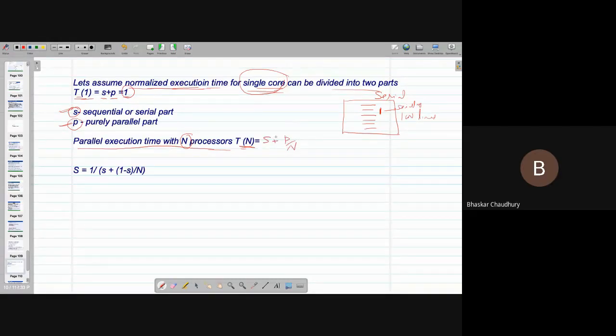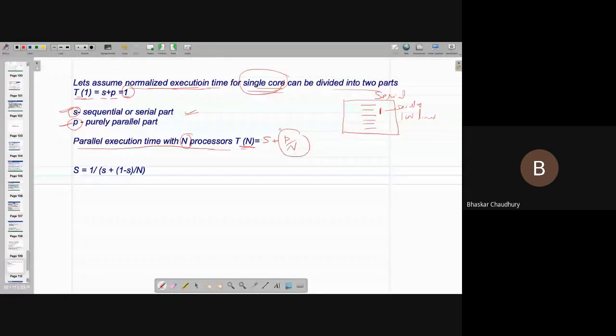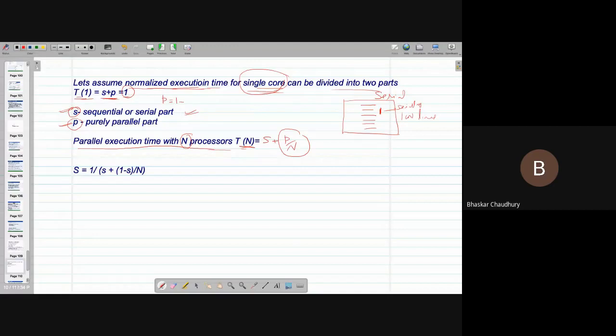So the point is that even if you give me n processors, I cannot utilize them for this S part, because that S part is a serial part which cannot be done in parallel. So I can only utilize those n processors in the P part. So this is S plus P by n. Now if you look into this carefully, S plus P is equal to 1. So that means P is equal to basically 1 minus S. Okay, so that is exactly what I have written here.